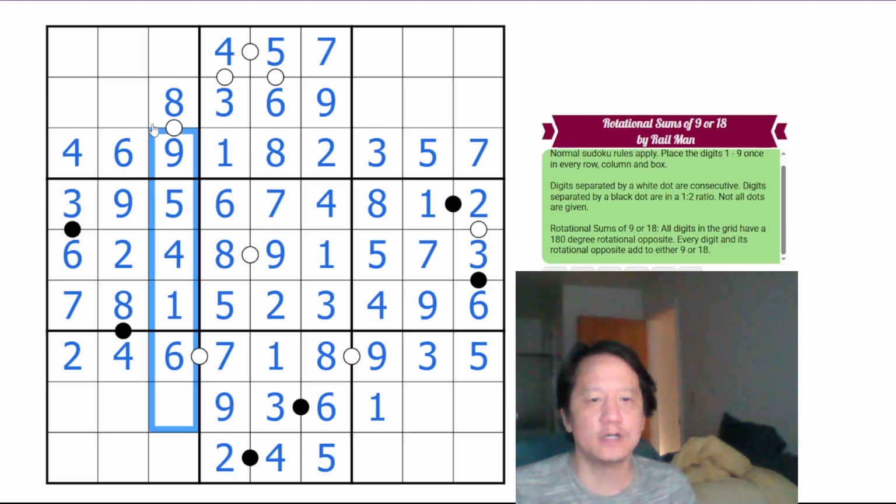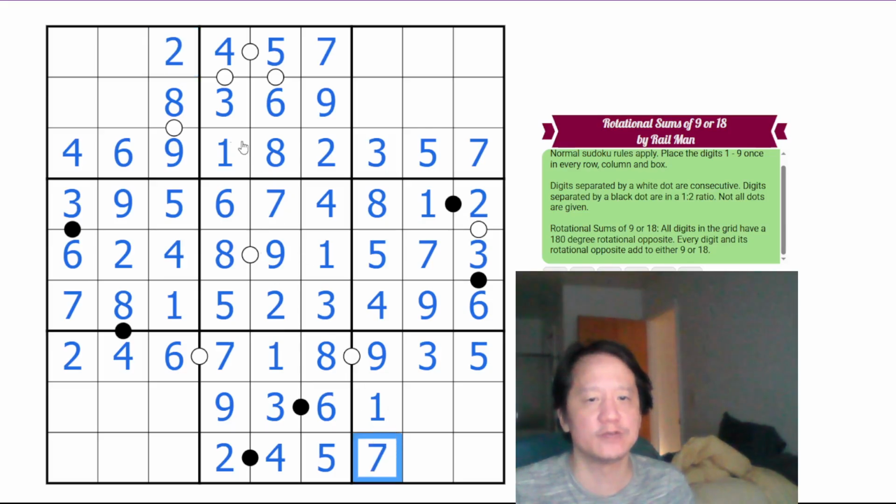Remaining digits in column 3, we have 2, 3, and 7. This can't be 2 because of 2 in the box, so 2 has to be there, which makes that a 7 to add up to 9 there. This can't be 3 because of 3 in the row, so that's 7. This is 3, 7, and 2 add up to 9. 3 and 6 add up to 9.